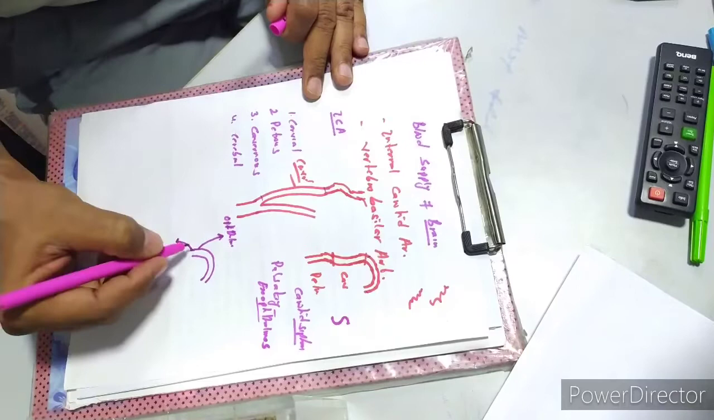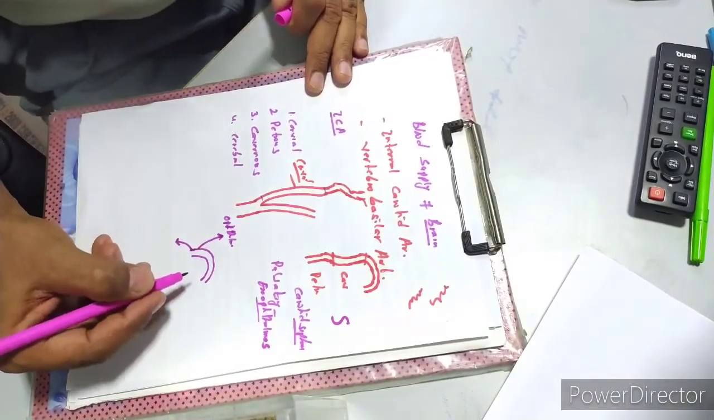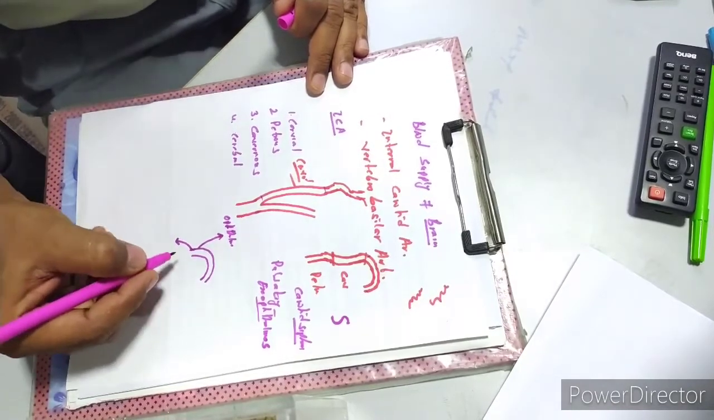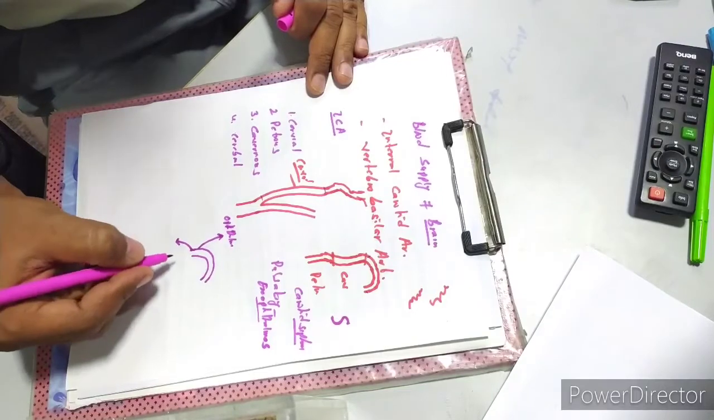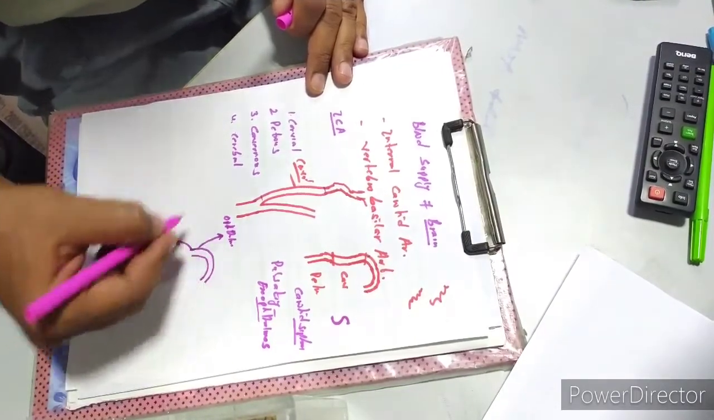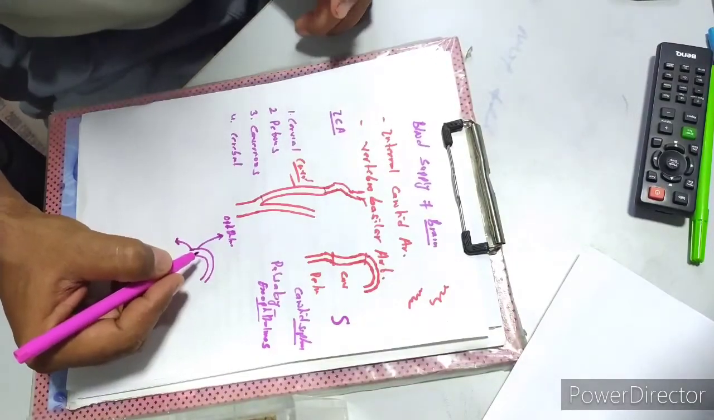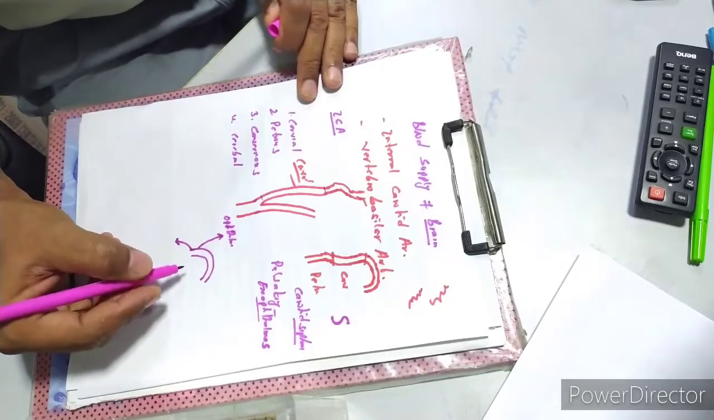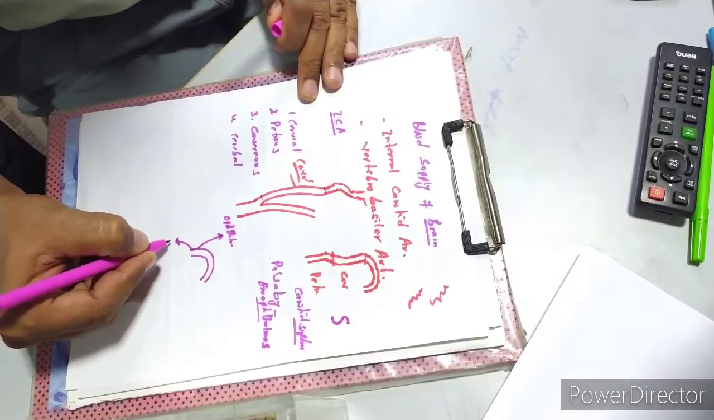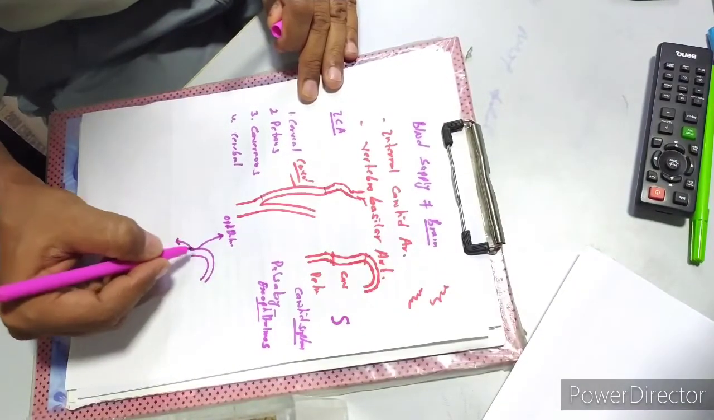The anterior choroidal artery passes posteriorly and supplies the internal capsule, the visual pathway, as well as the midbrain. So this is the anterior choroidal artery. We will see it later during the circle of Willis. Clear? And it enters into the inferior horn of the lateral ventricle to form the choroid plexus here. Clear?